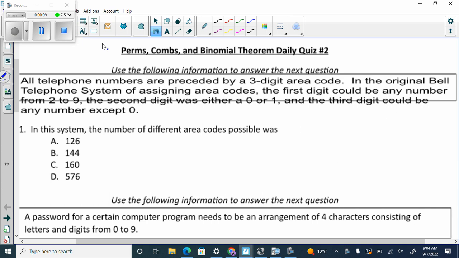All telephone numbers are preceded by a 3-digit area code. In the original Bell telephone system of assigning area codes, the first digit could be any number from 2 to 9. The second digit was either a 0 or a 1. This is not true anymore since we have like 587 and some weird things going on. And the third digit could be anything except 0.